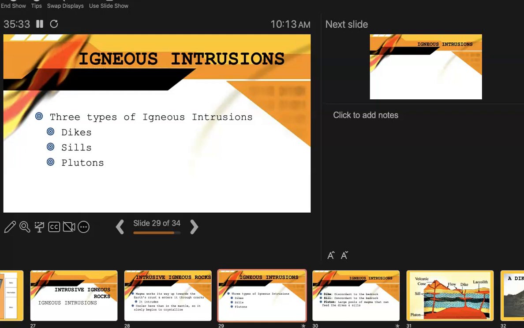We tend to generalize it a lot more, narrow it down a lot more, and talk about two things: dikes and sills.